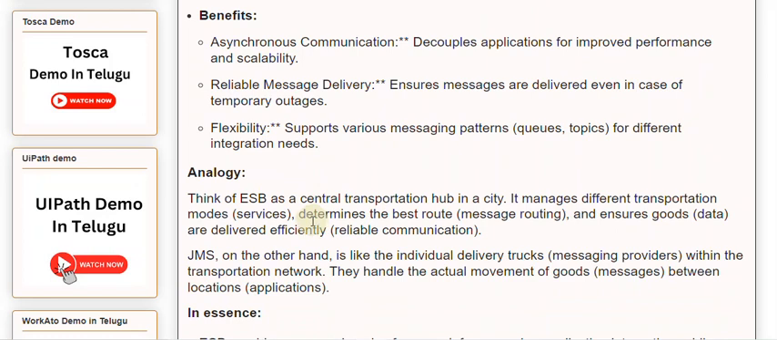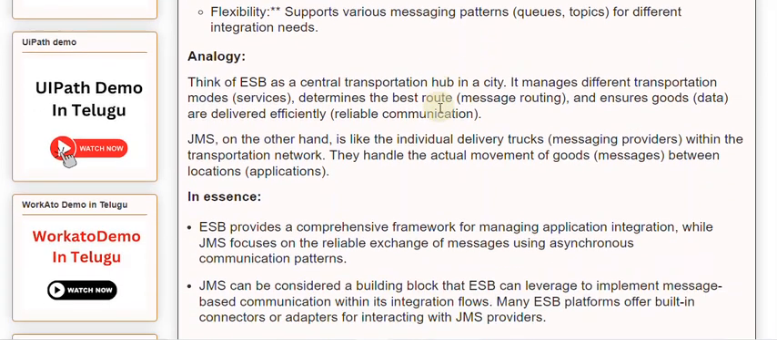Analogy. Think of ESB as a central transportation hub in a city. It manages different transportation modes, services, determines the best route, message routing, and ensures goods, data, are delivered efficiently, reliable communication. JMS, on the other hand, is like the individual delivery trucks, messaging providers, within the transportation network. They handle the actual movement of goods, messages, between locations, applications.